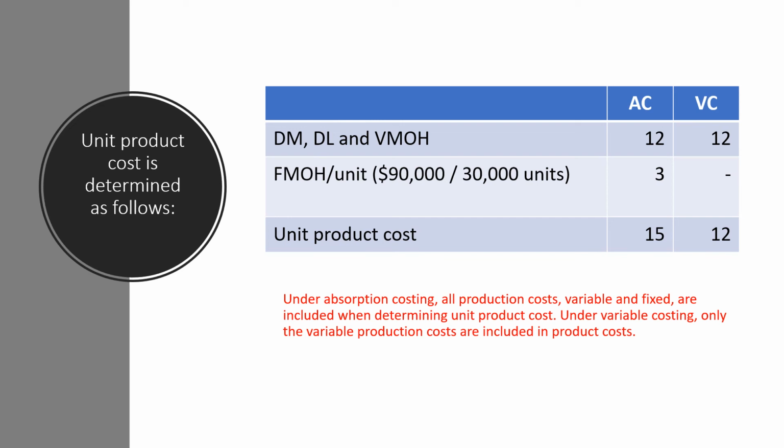So, the same process pa rin. We compute yung product unit cost ninyo under absorption costing and variable costing. Since the given is the same, so we have here $15 per unit under AC and $12 per unit under variable costing.